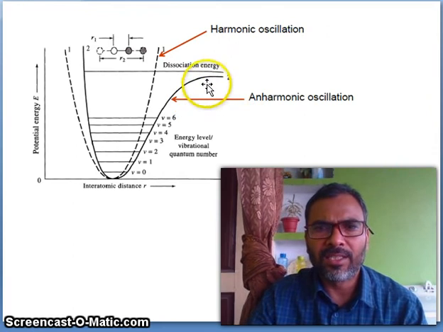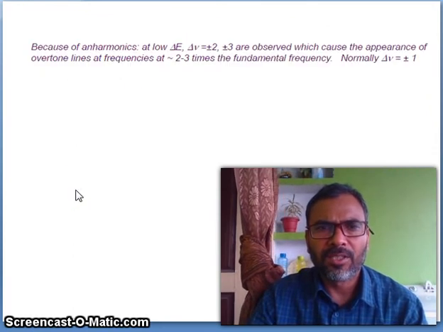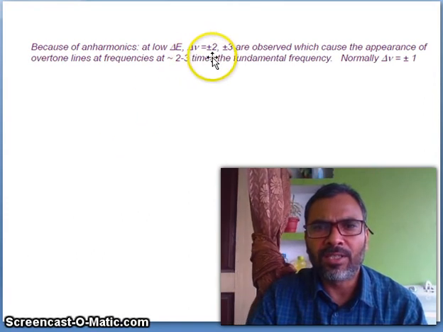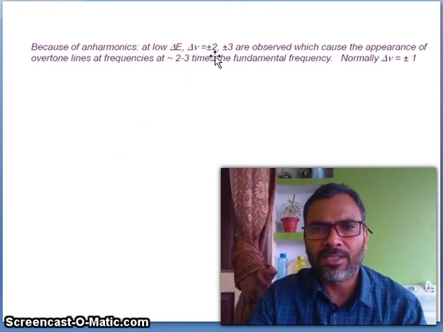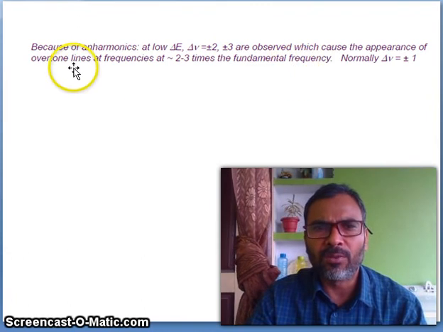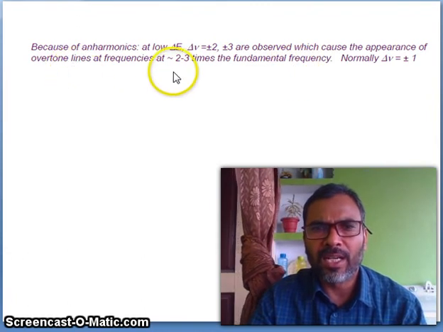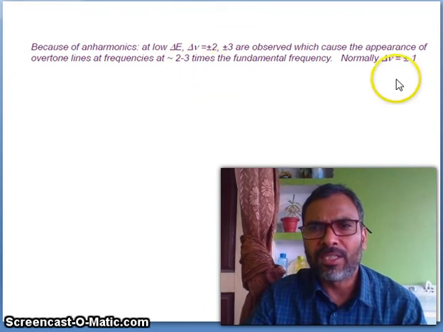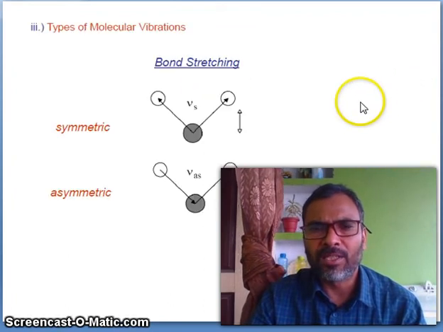Look at here, this is the anharmonic graph, this is the harmonic graph. So because of anharmonicity, delta V equal to plus minus 2, plus minus 3 are observed, which causes the appearance of overtone lines at frequencies 2 to 3 times the fundamental frequency. Normally delta V is equal to plus minus 1.